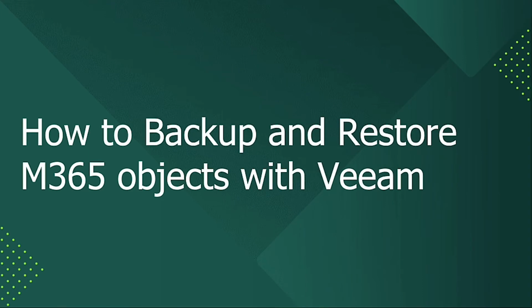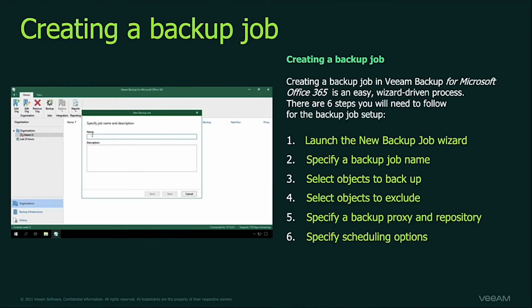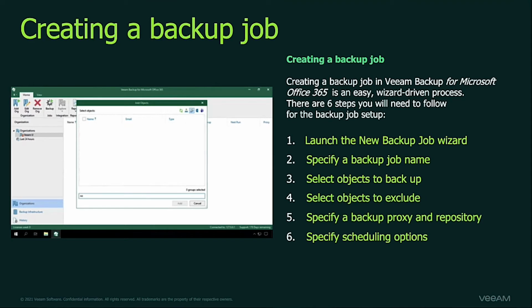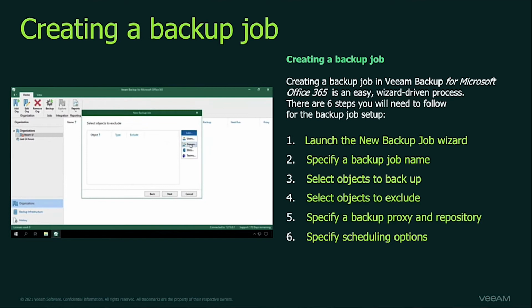Okay, thanks, Corinne. So let's look at how to back up and restore objects with Veeam. Let's first unpack how exactly to create a backup job. What you'll notice here is that there are some very simple steps, from just launching the backup job wizard to specifying a name, selecting and excluding objects, specifying your proxy and where to store the data in terms of the repository, and then simply specifying your scheduling options. So some pretty simple steps there to create a backup job.